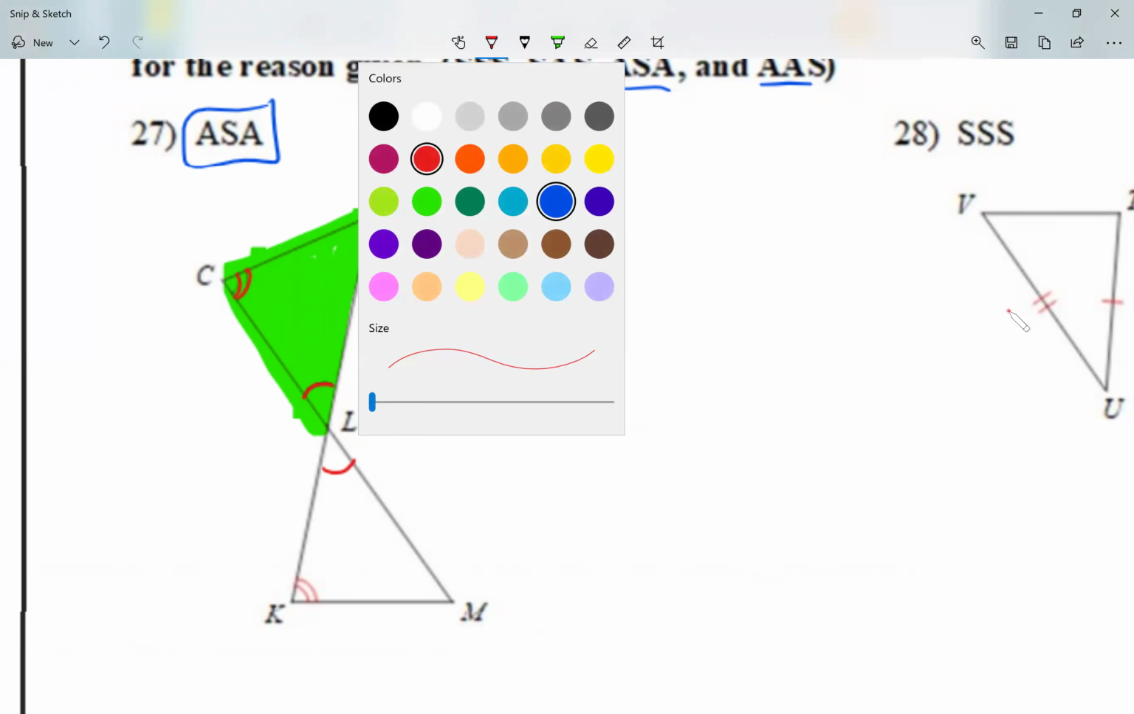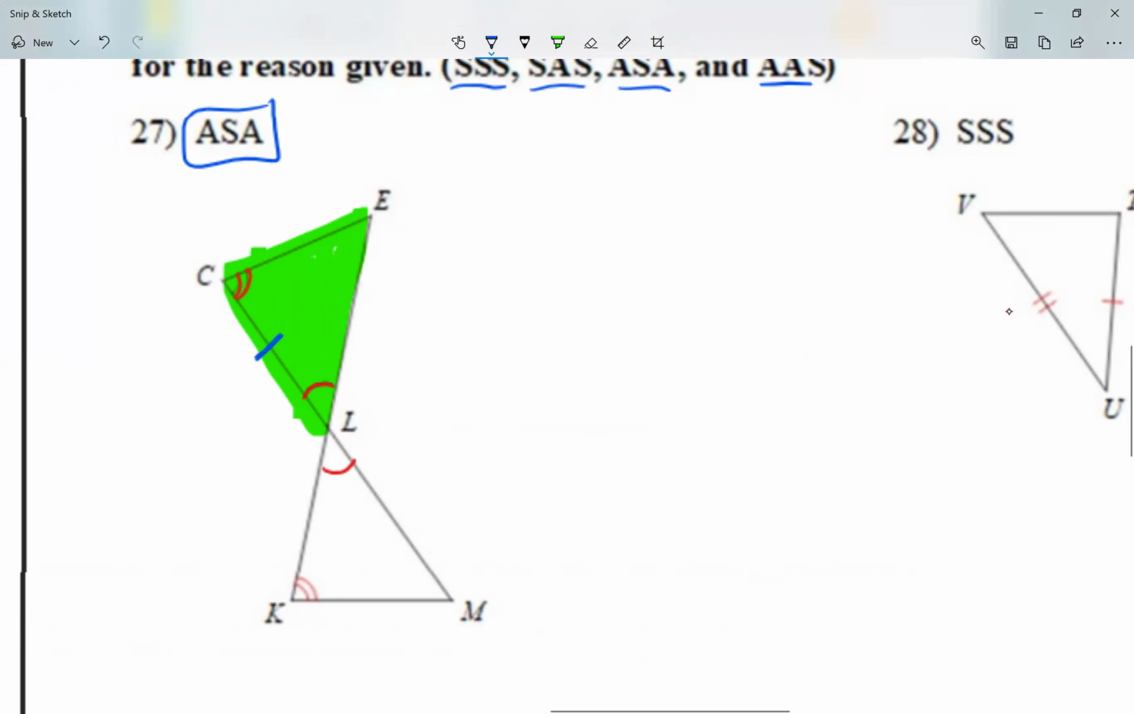Which one is it? Well, this side. When I look on the other triangle, which side is it? This side. So from the first triangle, that's the side CL. Remember, for sides, I need two letters. For the other triangle, it's the side LK. All capital letters. When you're talking about sides, you need two letters.